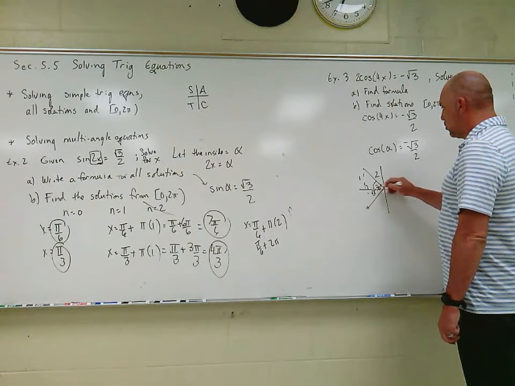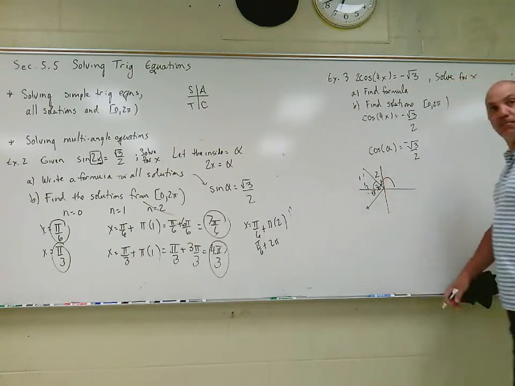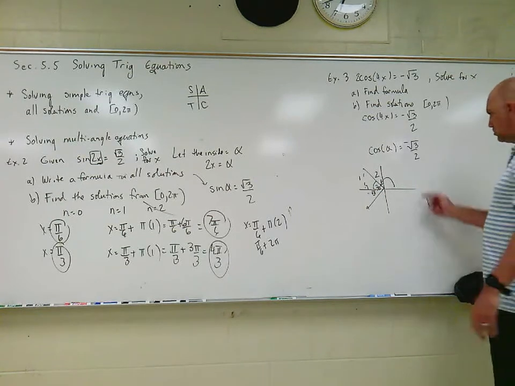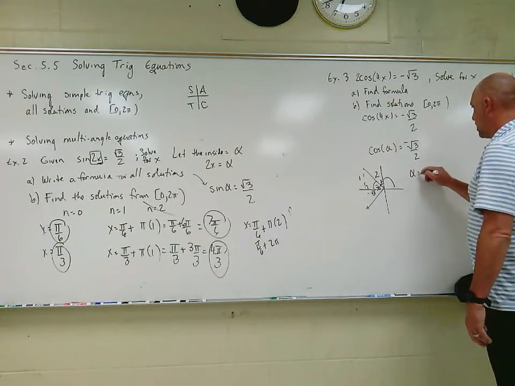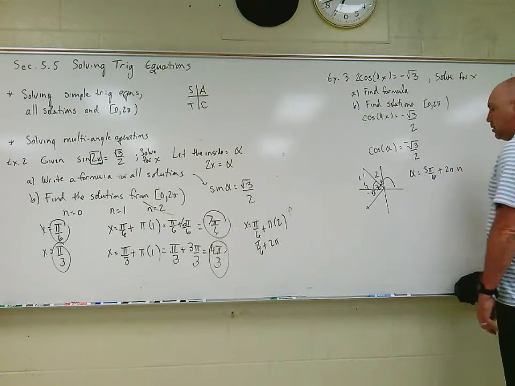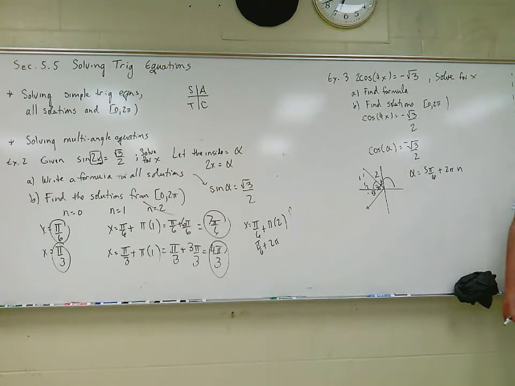30. So what angle is that right there? Yeah, but in radians. So your first angle should be 5 pi over 6. I'm going to put plus 2 pi n. Okay? This is 150. We did this one earlier.